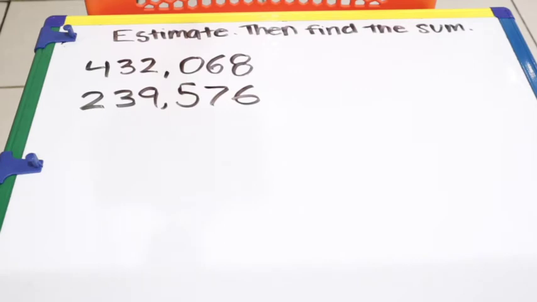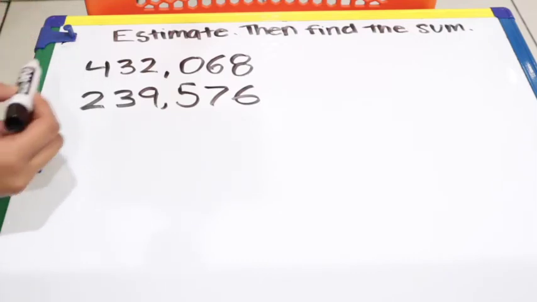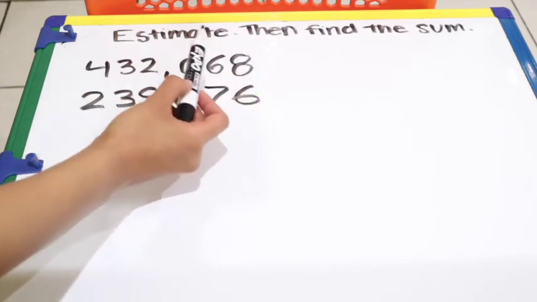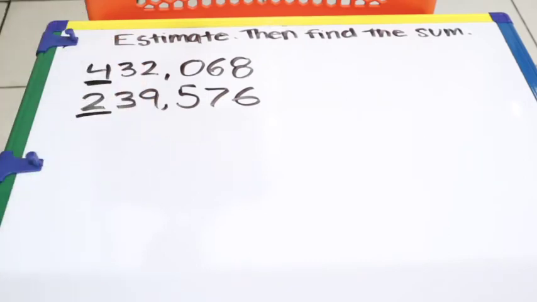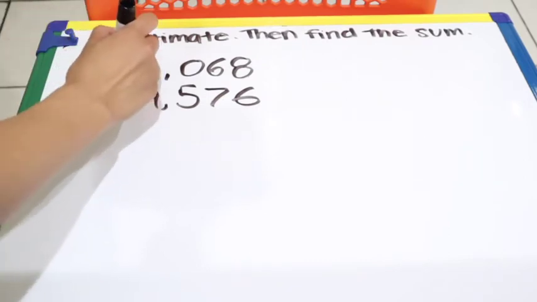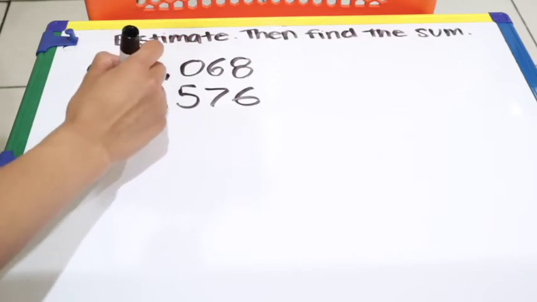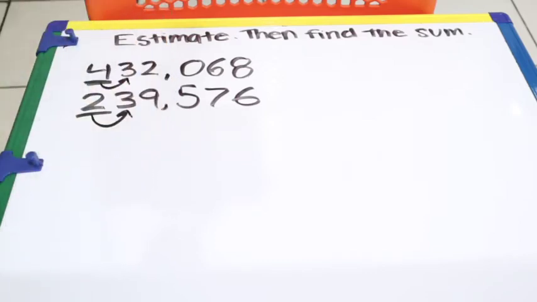Here is another example of estimating and then finding the sum, this time using numbers that are in the hundred thousands. Step number 1, we have to underline the digit that we are going to be rounding up or staying the same. So take your marker, bring it all the way to the left, and underline that first digit. Now we can draw our arrows to our neighboring digits. Remember that this neighboring digit is going to tell the underlined digit whether to stay or go up.